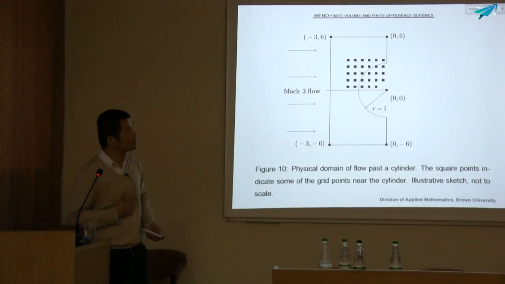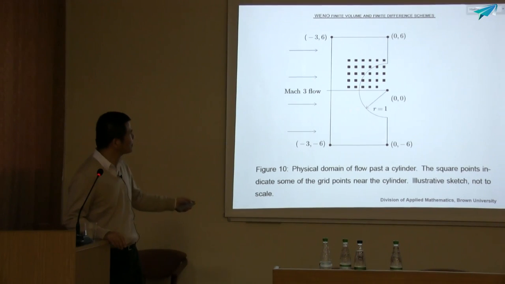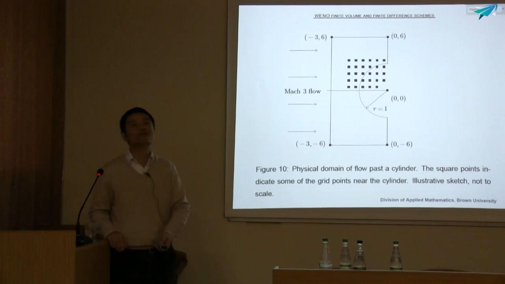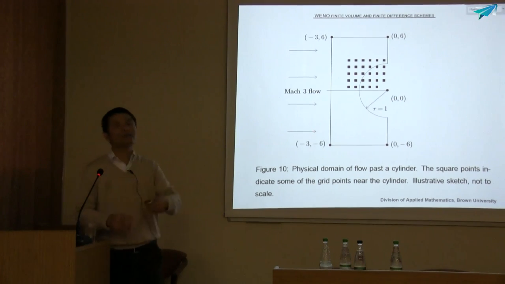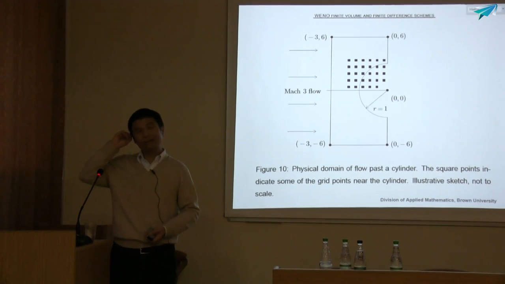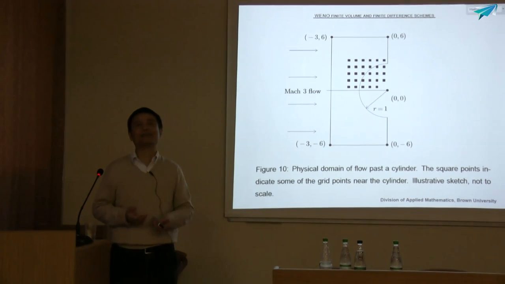Before the paper of Jiang and Shu, basically we use a body-fitted mesh. We use a mesh which is, say, radial in this direction and then circular in the other direction. So we can fit a mesh to this boundary. Then you can compute using the regular scheme, but that's quite complicated. If this is not a circle but a complicated object, then it's very difficult to do that.